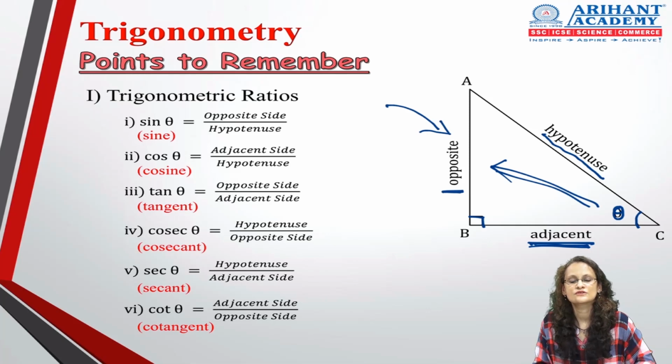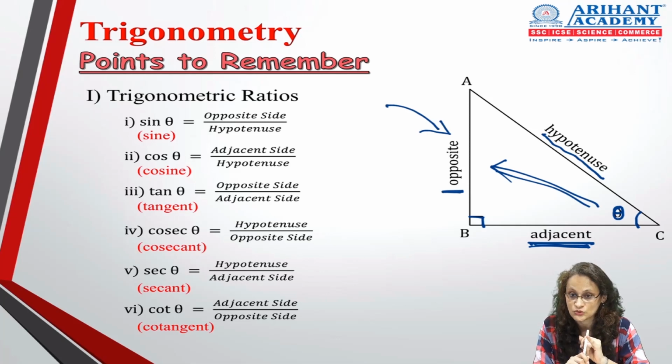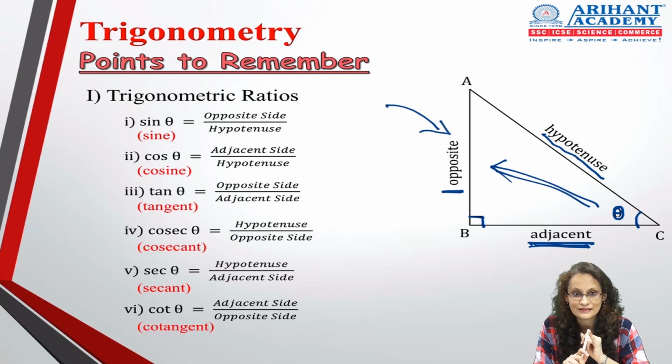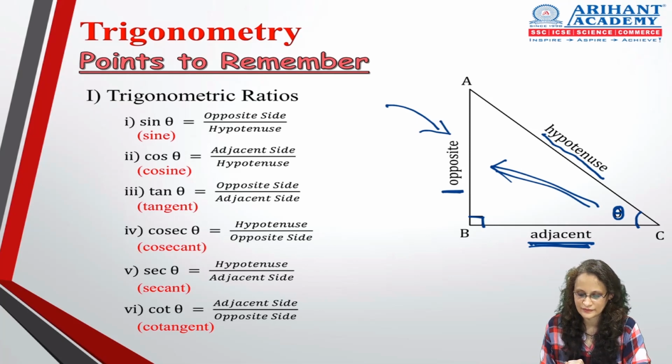So this is your first point of trigonometry, that is the trigonometric ratios. How many in all? 6 in all. First one, sine theta. Second, cos theta. Third, tan theta. Fourth, cosec theta. Fifth, sec theta. And the sixth and the last one, which is cot theta. Great. Done? Let's move ahead.